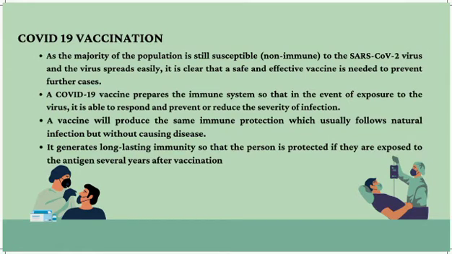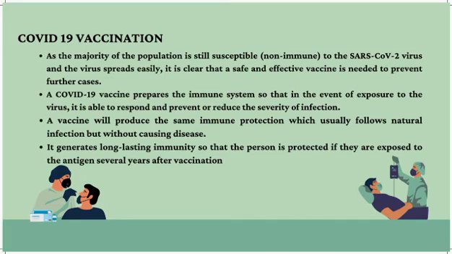Then we are coming to the main portion of this presentation, COVID-19 vaccination. As the majority of the population is still susceptible to the SARS-CoV-2 virus and the virus spreads easily, it is clear that a safe and effective vaccine is needed to prevent further cases. A COVID-19 vaccine prepares the immune system so that in the event of exposure to the virus, it is able to respond and prevent or reduce the severity of infection.